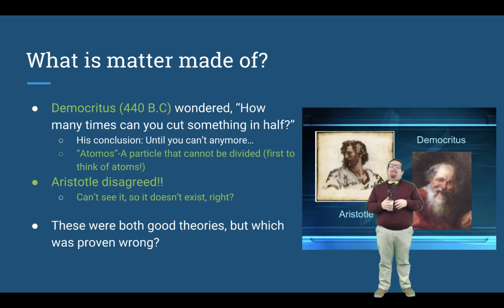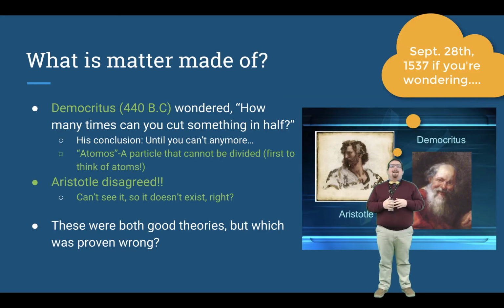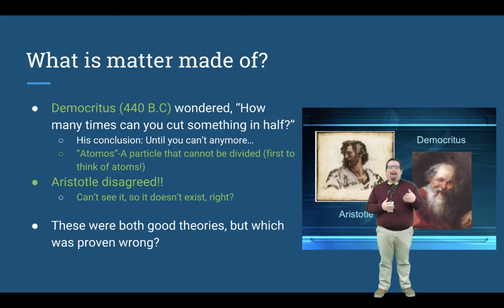Many years ago, even before I was born, scientists and philosophers thought about matter and what it was made of. Around 440 BC, there were two philosophers who had two very different ideas about matter. There was Aristotle, who believed that matter was made up of the four elements, earth, wind, fire, and water. And then there was Democritus, who thought it might be a little bit more complicated than that.